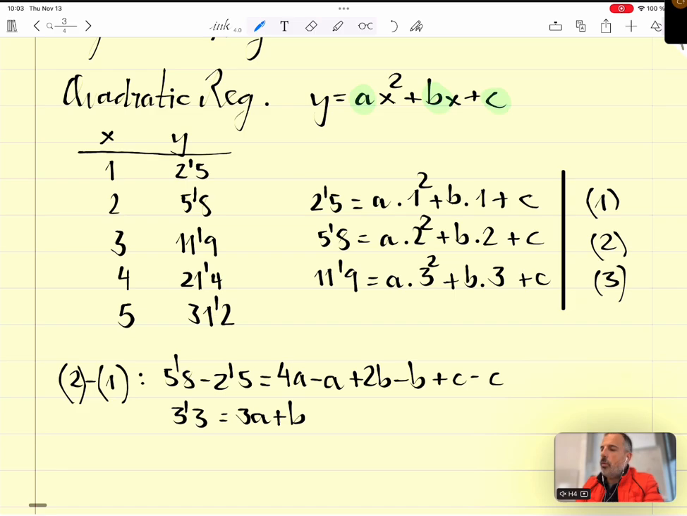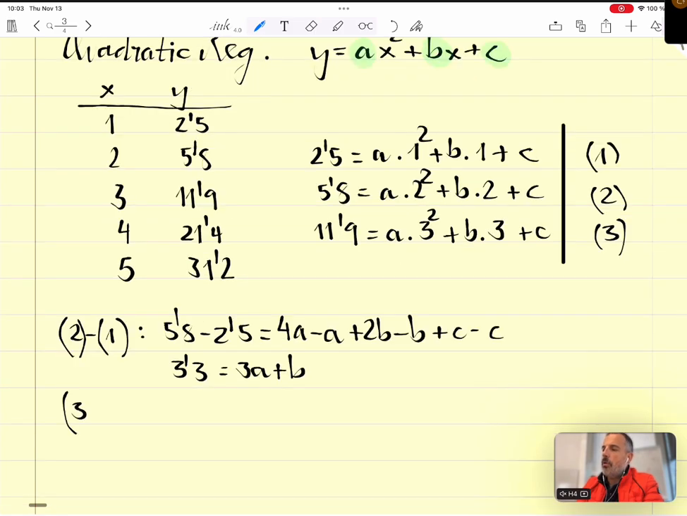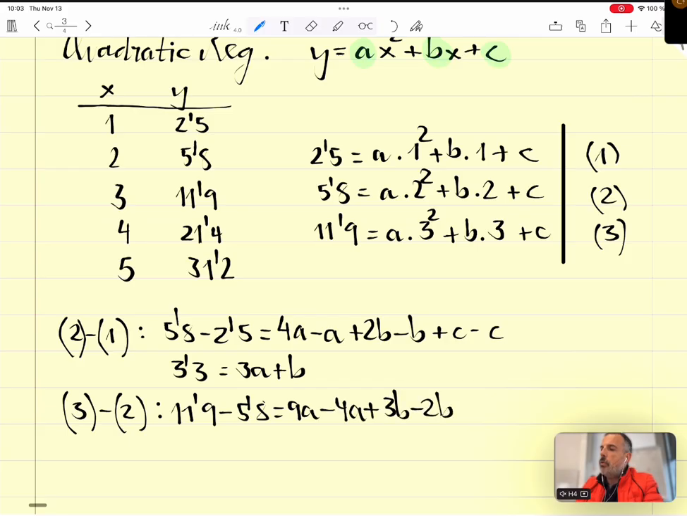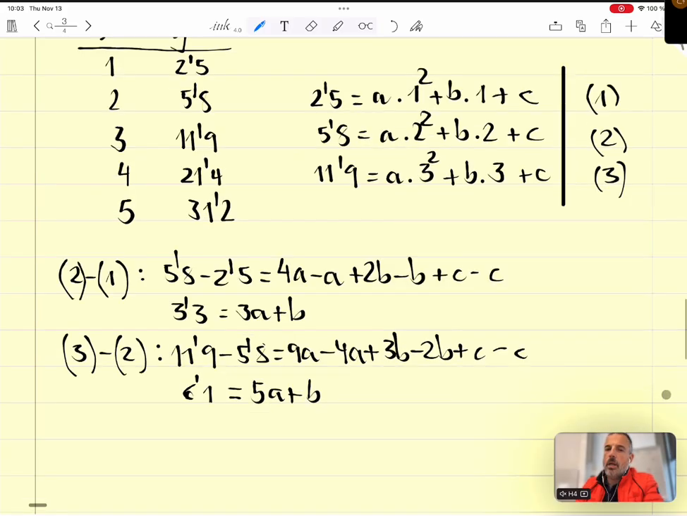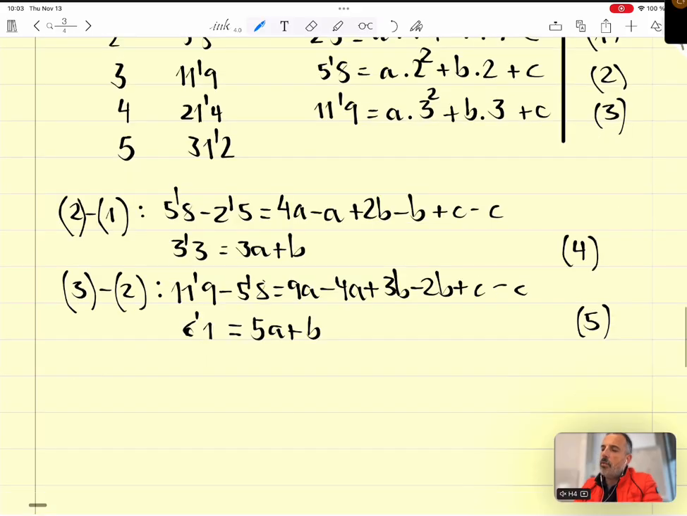And if we do, let's say, 3 minus 2, we have 11.9 minus 5.8 equals 9a minus 4a plus 3b minus 2b plus c minus c. Going forwards, this is 6.1, 5a plus b. Okay? So this is equation number 4, this is equation number 5. There is a number of ways of solving this. I am not going to make a lot of fuss about it.